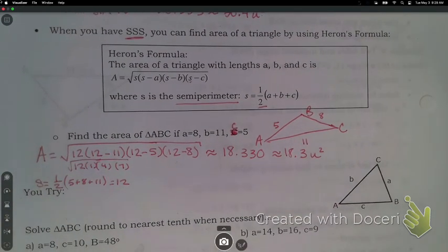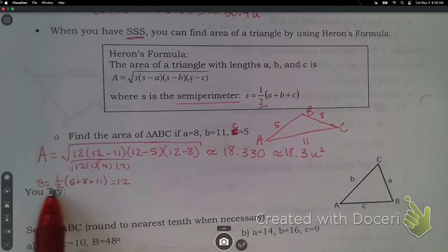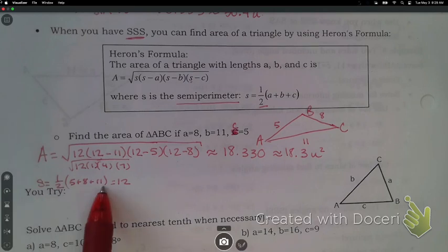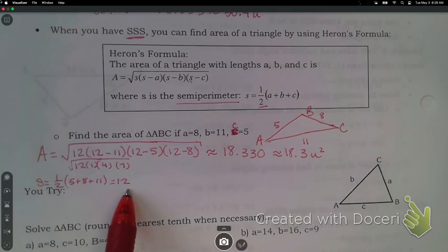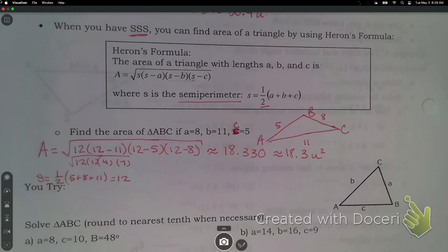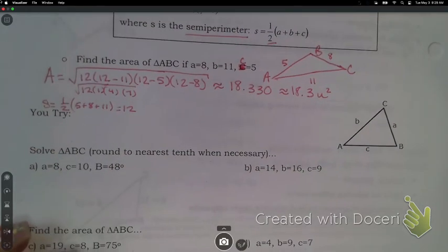Questions, guys? I want to see you finding the semi-perimeter. I want to at least see the setup. Does that make sense? I don't need to see it in detail, but I want to see at least the setup. Is u squared always our unit? Well, if they give you a measurement, you would use it. Okay. I hate leaving area without a unit on it. That really bothers me.